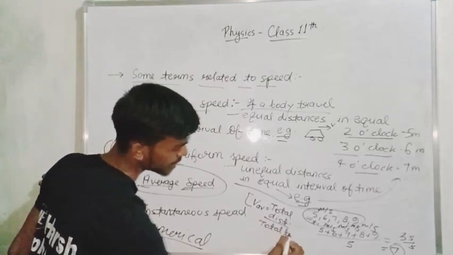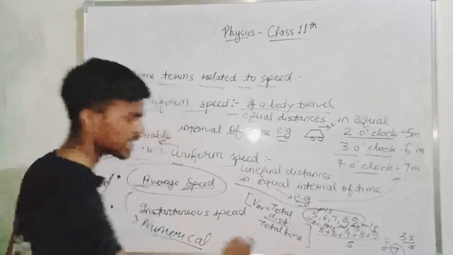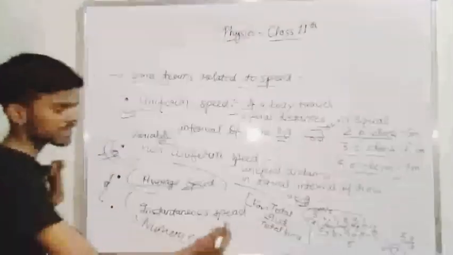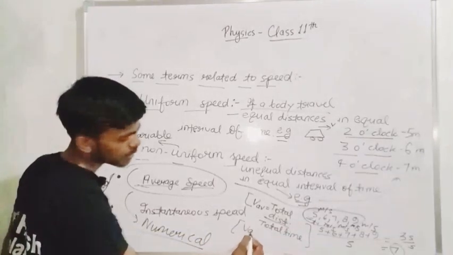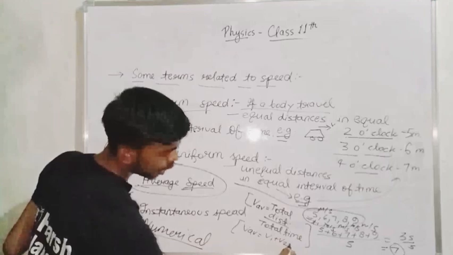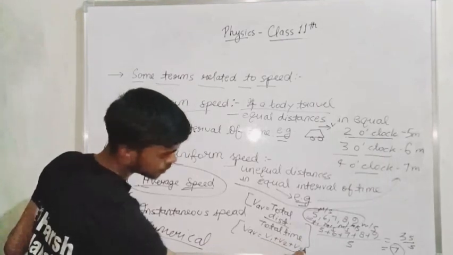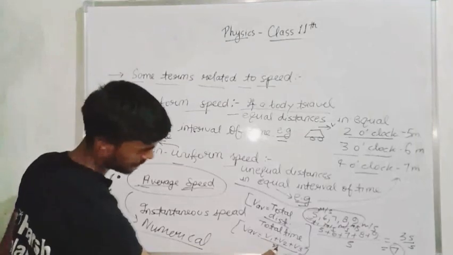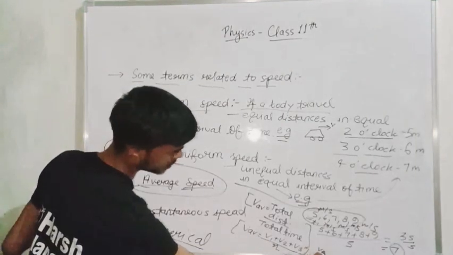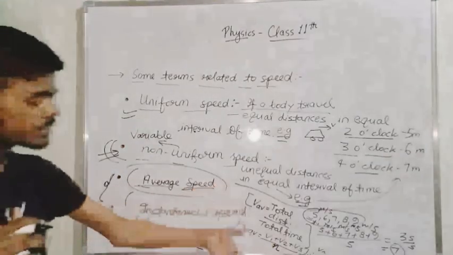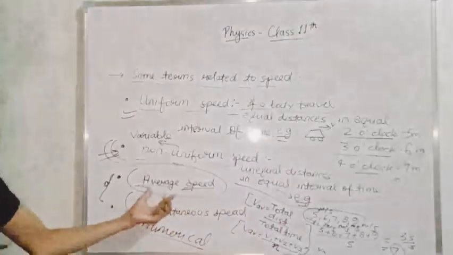This is also a method, total distance upon total time. With the help of this formula we can easily find our average speed. There is also one formula: V average is equal to the sum of the speeds upon the number of total terms. Okay, means 3 or any numbers we have. If there are n speeds, then we divide by n. With the help of these two formulas we can easily define our average speed.